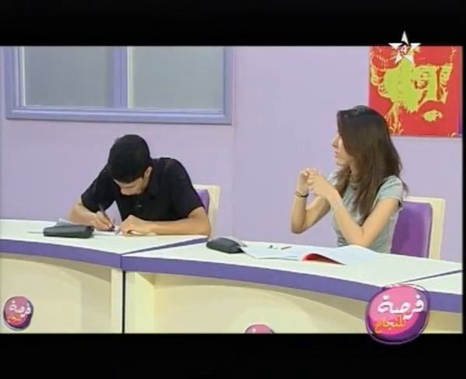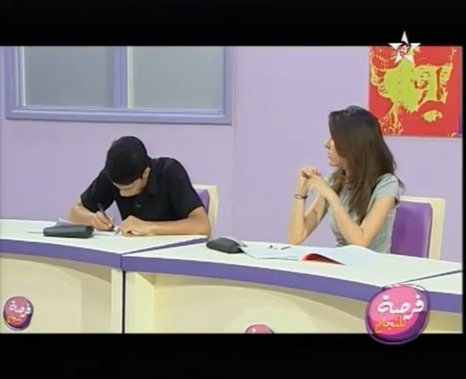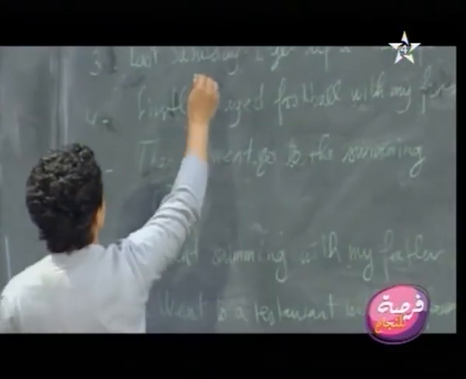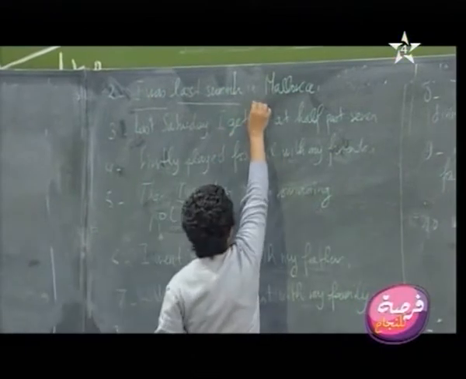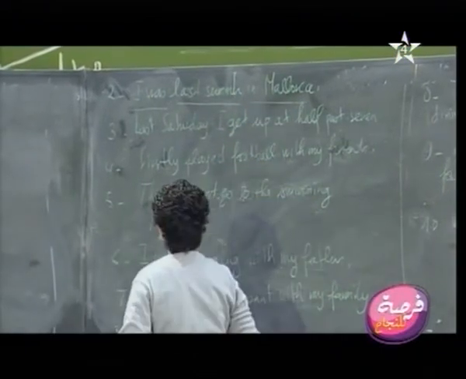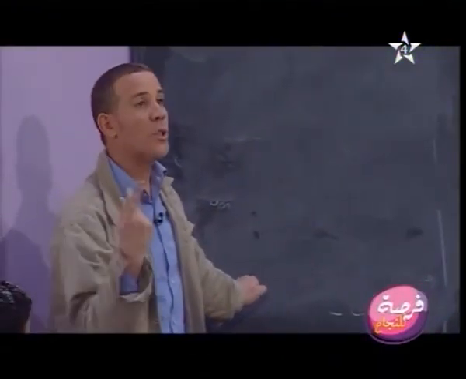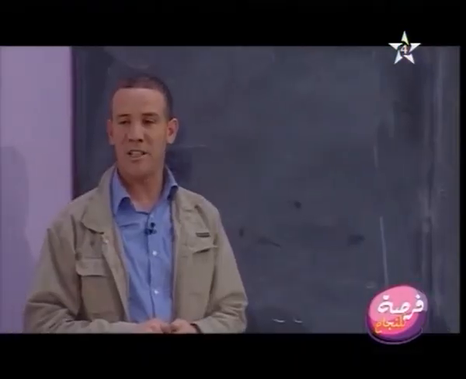Now, show me where the mistake is. Teacher, we start by last summer. Then I was after in more. So here, it's a problem of what? Word order. That's good. Number 4. Najwa, can you do it?